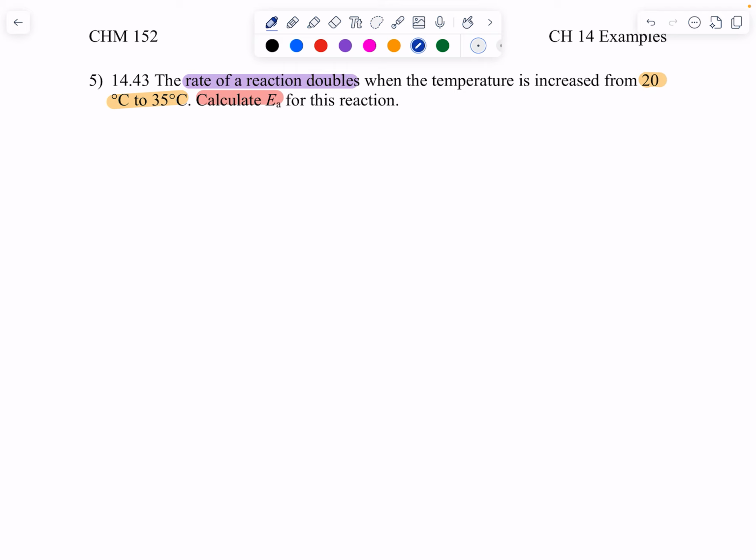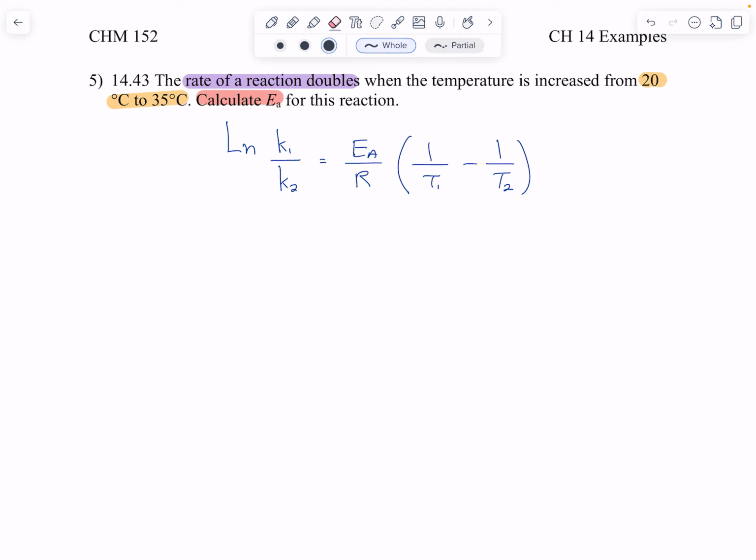And I've got two rates, and I have two temperatures, so that's probably going to be the natural log of K1 divided by K2 equals EA over R times 1 over T1 minus 1 over, hold on, I gotta make sure I did that right. I apologize, I do sometimes flip T1 and T2. Yeah, I did. It's T2 and T1. I flipped that on you. This is why you use your formula sheet.